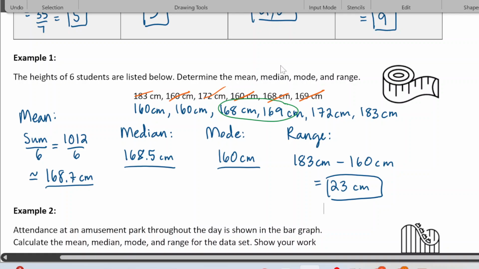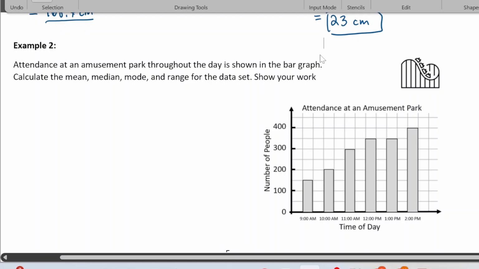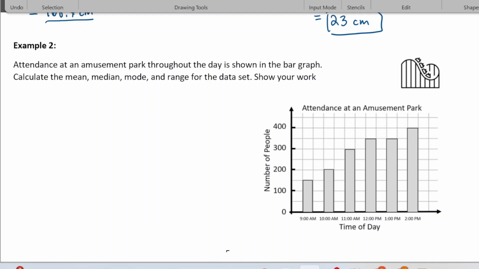Okay, let's do an example from a graph. So this graph is showing us the attendance at an amusement park throughout the day. Okay, so at each time I have a different attendance. So what I want to do maybe is just first work on just reading this graph. So I have all these different times here, and then along here I see how many people were at the park. So let's just write down the data points.